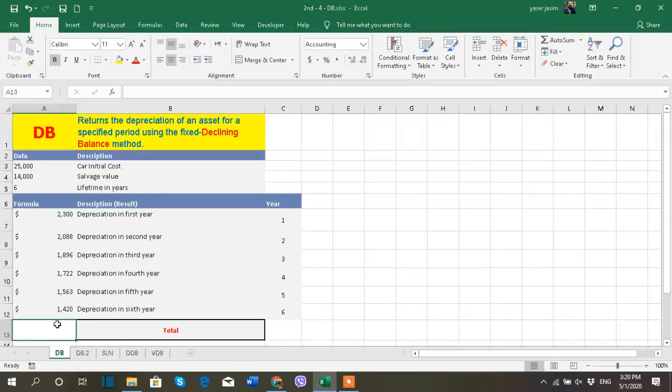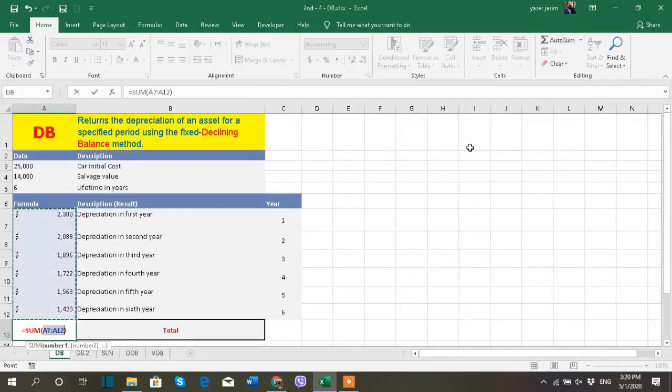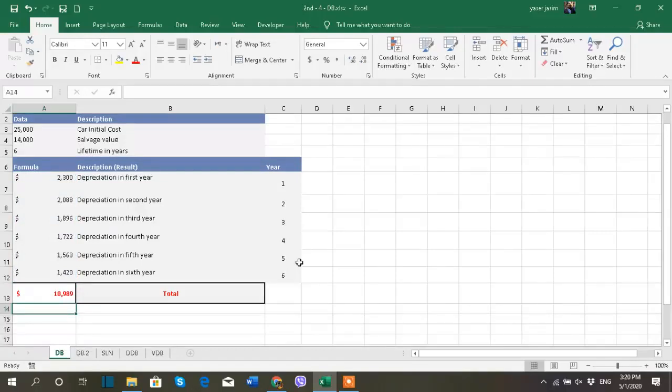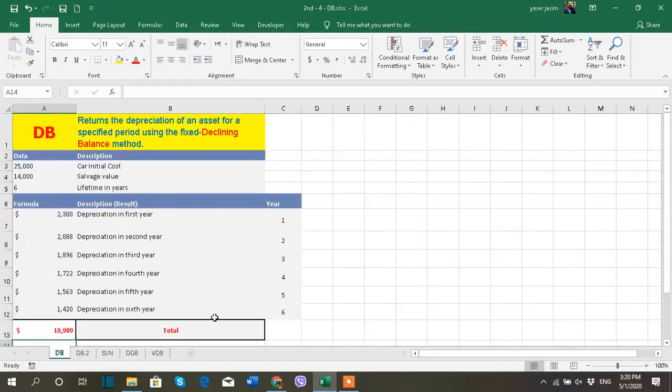Now what do I need to do? Go to total and calculate the total, and I'm going to see that the depreciation after 6 years is $10,989, almost just like the salvage value I gave. This is the depreciation for my car after 6 years with a salvage value of 14,000. Now what do we have else?